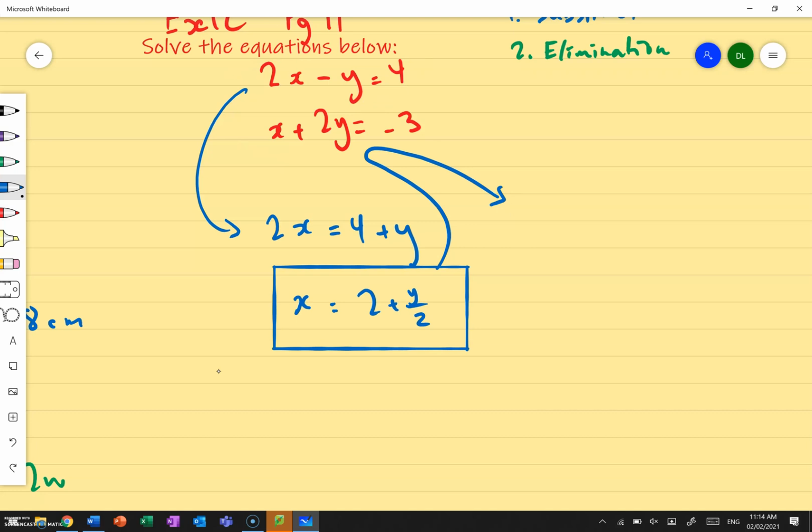I substitute that in. Instead of writing x, I'm going to write 2 plus y over 2. So I've got 2 plus y over 2, plus the rest of it, plus 2y equals negative 3. Are we okay with that? No. And you have to put it in brackets first. Does it matter in this case? No. If it was 2 times x, then you're right, I would. It doesn't hurt to write brackets, you're absolutely correct. But in this case, I don't have to.